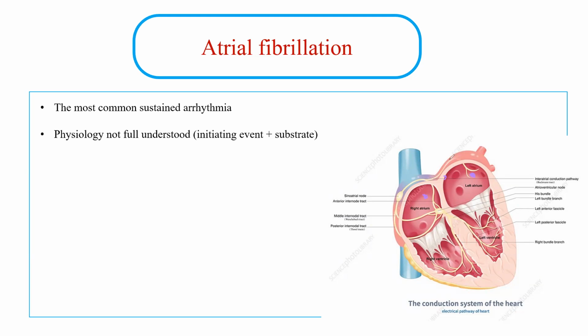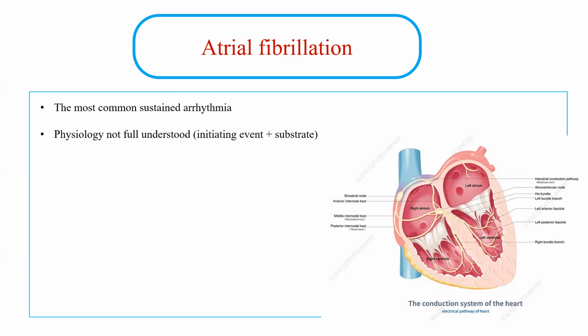Because if the left atrium is more dilated, there is more chance that the electricity will be sustained within the left atrium and continue to circulate there, giving these impulses to the ventricles through the AV node. So this is how atrial fibrillation can occur.